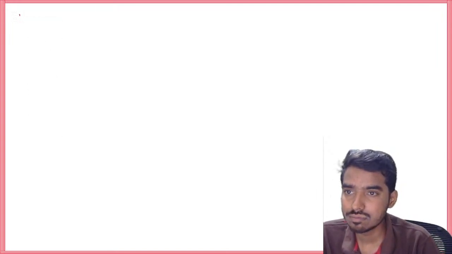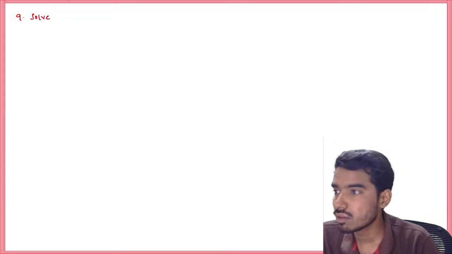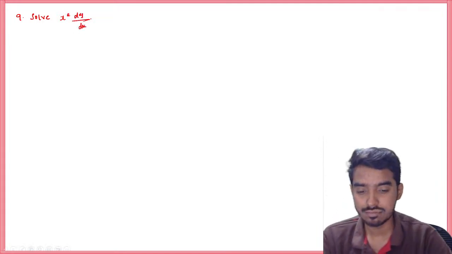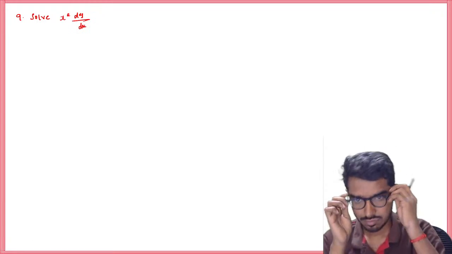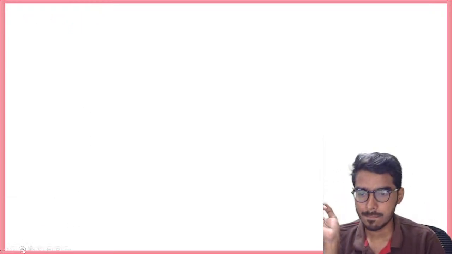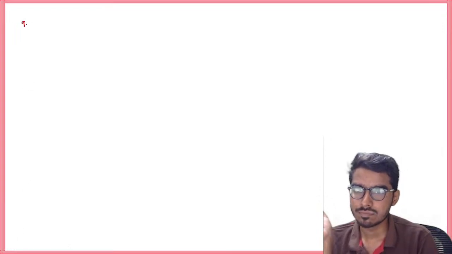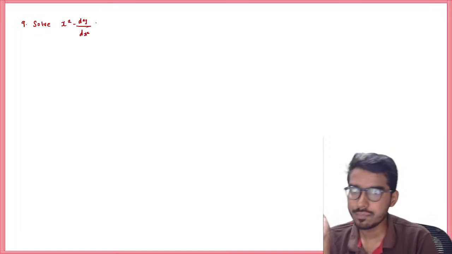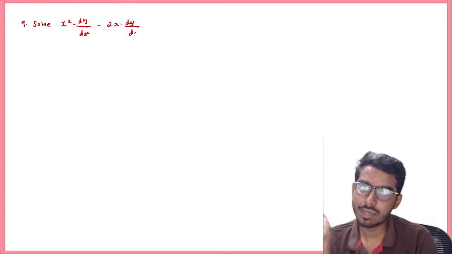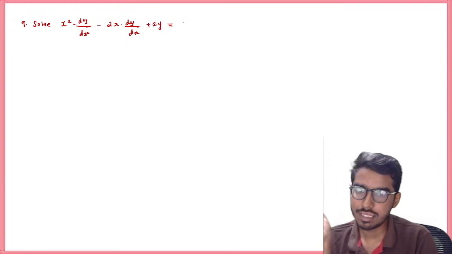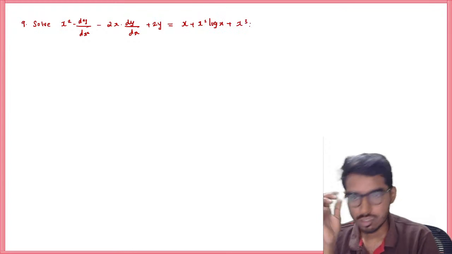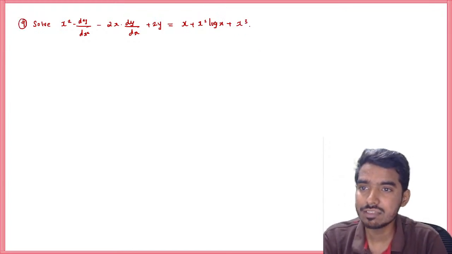Ninth problem. Solve x^2 d^2y/dx^2 minus 2x dy/dx plus 2y is equal to x plus x^2 log x plus x^3. Very easy. You can see this is a Cauchy-Euler equation.